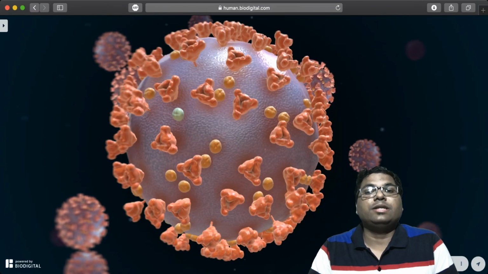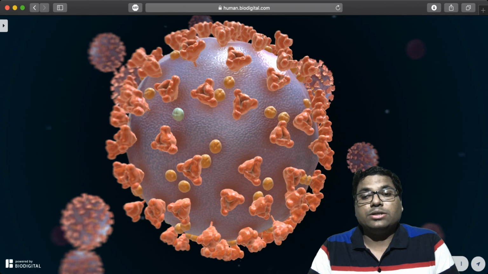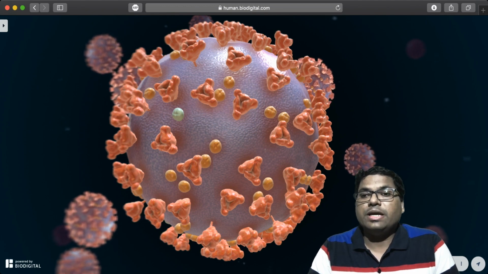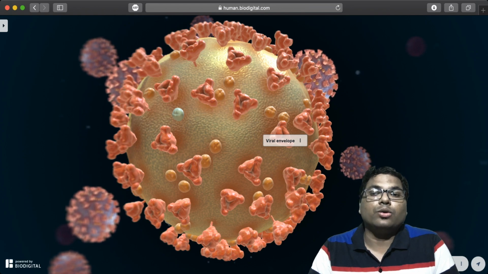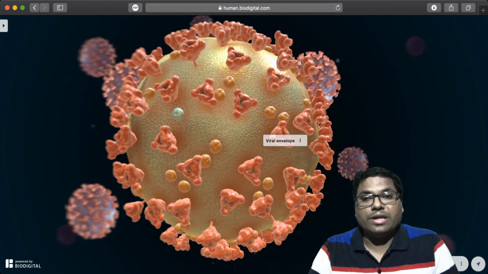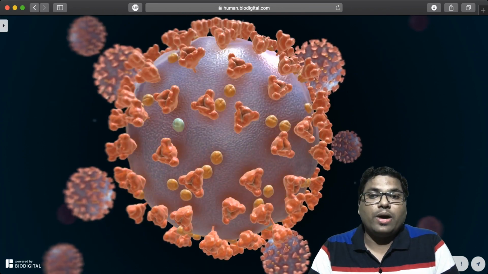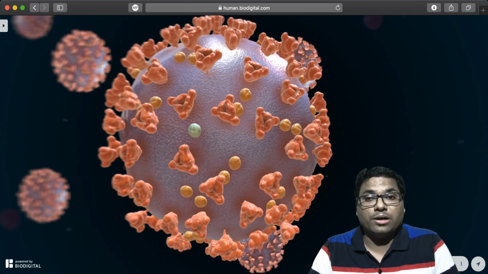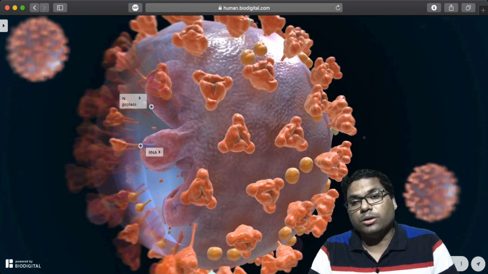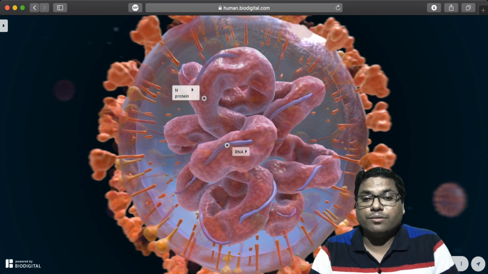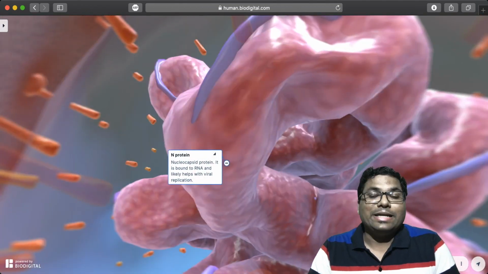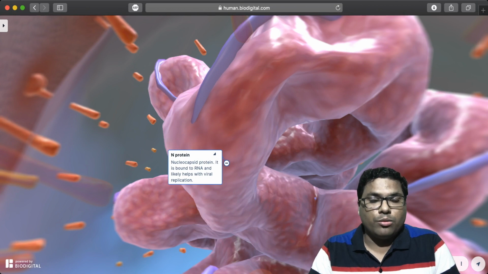Now we will see the next part in the virus, that is called the envelope. As you can see, the envelope forms the sphere in which the inner core is situated. Inside of this virus we will find the fourth part, which is very important, called the nucleocapsid. This nucleocapsid consists of the nucleocapsid protein. It is bound to the genome of the virus, that is RNA, and it helps in viral replication.